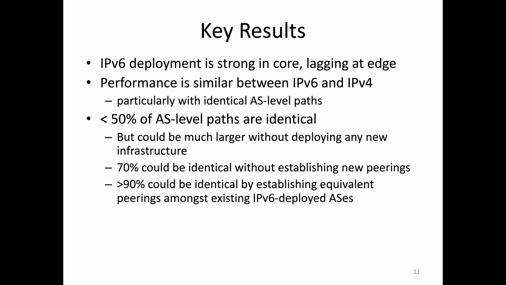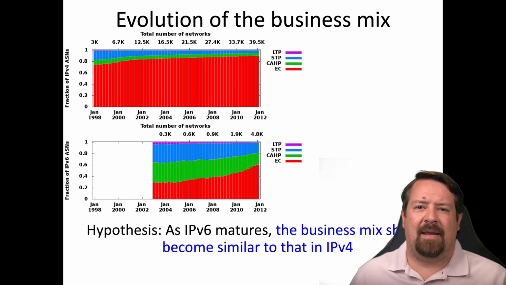In this study, they showed that 70% could be identical using only the existing peerings, and that could be even higher with new peerings between ASs that already support IPv6. So this also means that there are differences in the deployed policies between IPv4 and IPv6. Now we come to the longitudinal portion of the study.